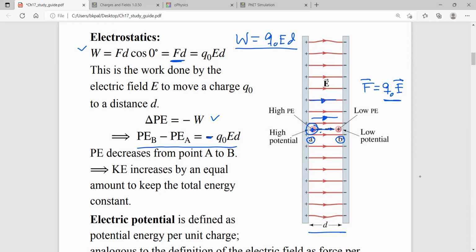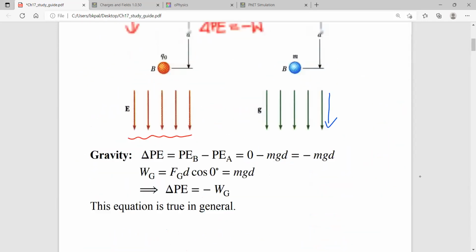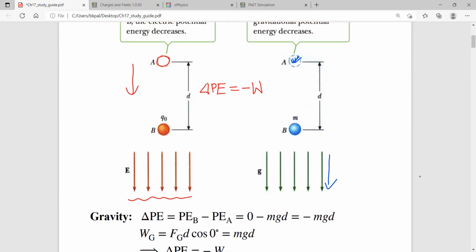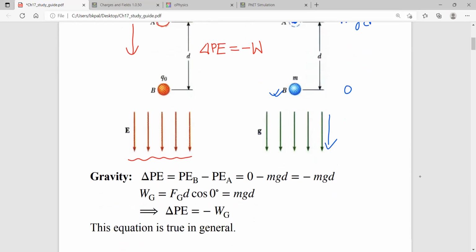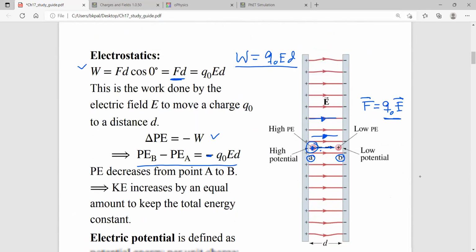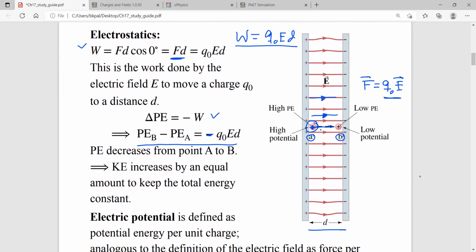Okay, and it is very similar to the gravitational potential energy you see in the last slide. As it is going from this position to this position, the potential energy decreases. Here you see that it was mgd, and here it was 0. We cannot exactly tell whether it is 0 at position B, but we can say that as it is going from A to B, the potential energy decreases. That minus sign tells you about that.